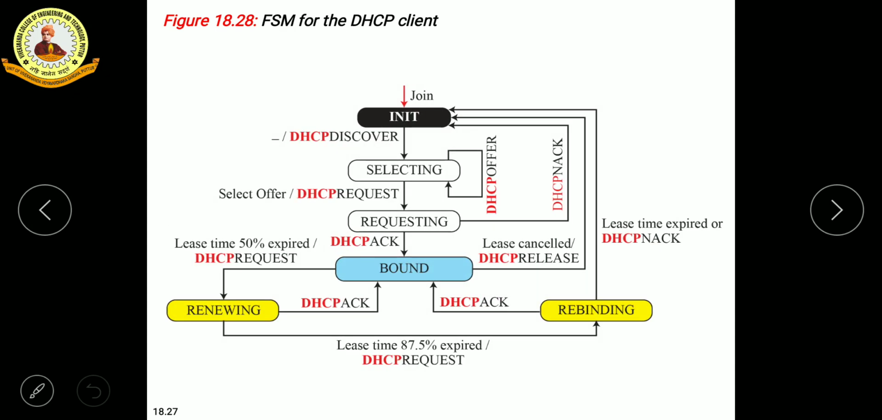So this is the FSM for the DHCP client, the transition diagram. The states here are init, selecting, requesting, bound, renewing, and rebinding. These are discussed along with DHCP discover, DHCP request, DHCP ACK, and DHCP release. Whenever they offer, this is called a transition state. After this state, it goes to this state, and then to this state. It is like a flow chart. Okay.